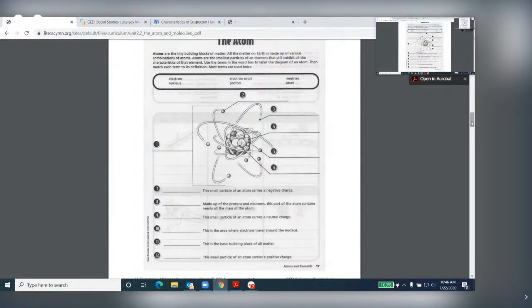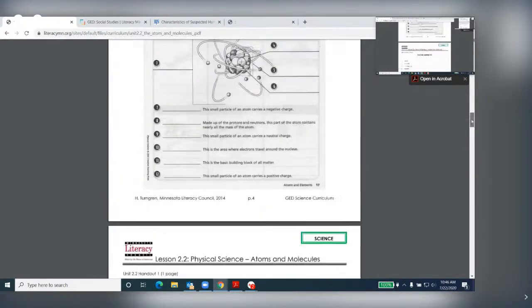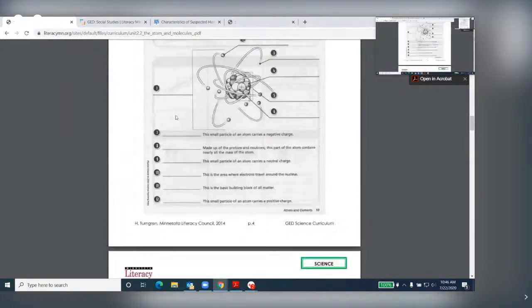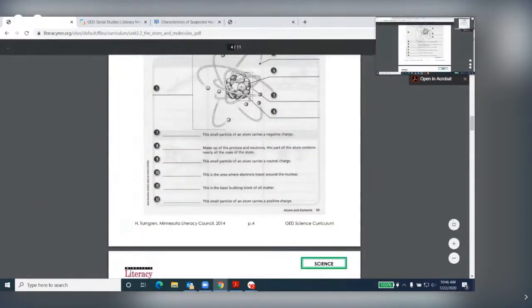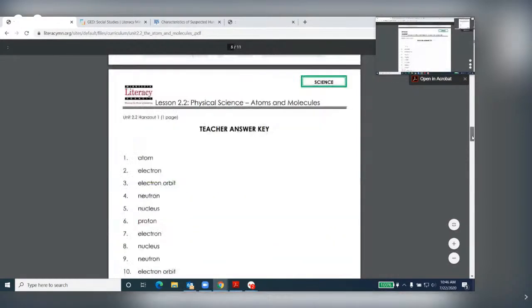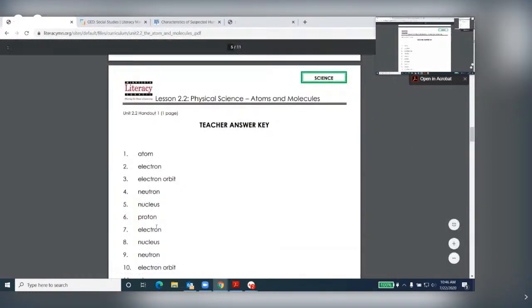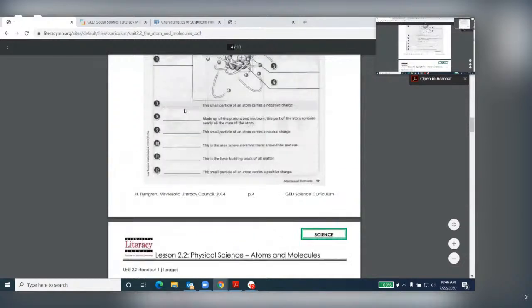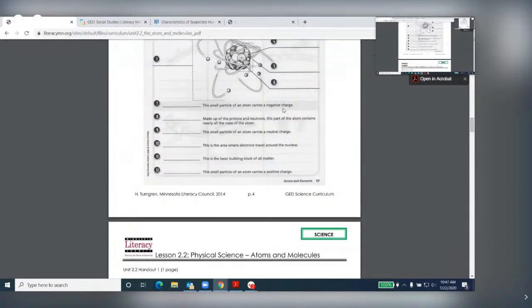For example, number 1, if you look, it says atom, and the atom would go right there. That's this big definition right here. And then if you go down to like 7, the small particle of an atom that carries a negative charge. We look at 7, so negative would be the neutron, or electron, excuse me. 7's the electron. So electron, small particle of an atom that carries a negative charge. Okay, so you'll get an idea of what all the terms mean, and this would be a good reference.